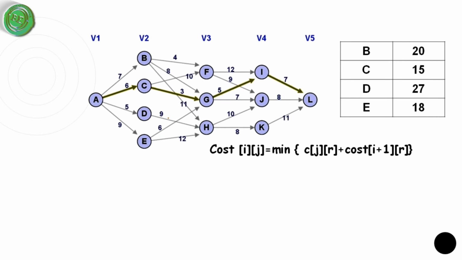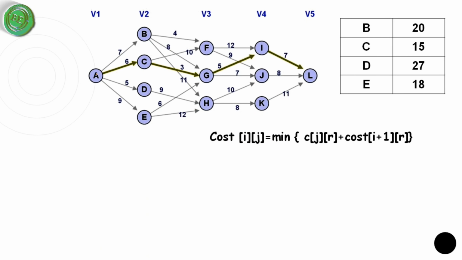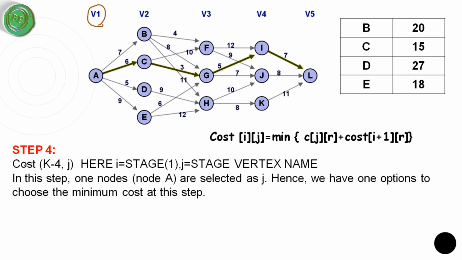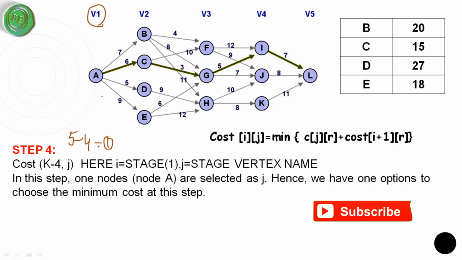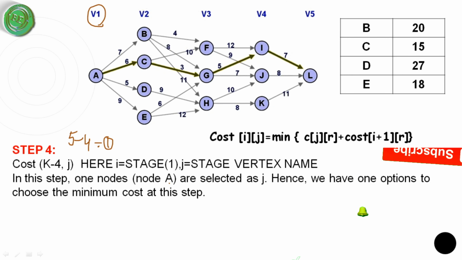After that, in step 4 we are going to find the cost of a. So a is directing towards the 4 nodes, and it is in the first stage. So cost of k minus 4 comma j, k represents the stage, so 5 minus 4 is equal to 1. So in this first stage we have only one node a. So a is directing towards the 4 nodes, and we are going to select the minimum one.